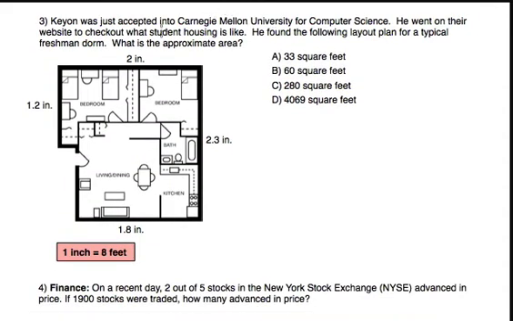Keon was just accepted into Carnegie Mellon University for computer science. He went on their website to check out what student housing is like. He found the following layout plan for a typical freshman dorm. What is the approximate area? Well, as many of you may have guessed, this is a composite figure, and you need to break it up into smaller figures. So what I'm going to do, you can do it any way. There's plenty of ways to do this.